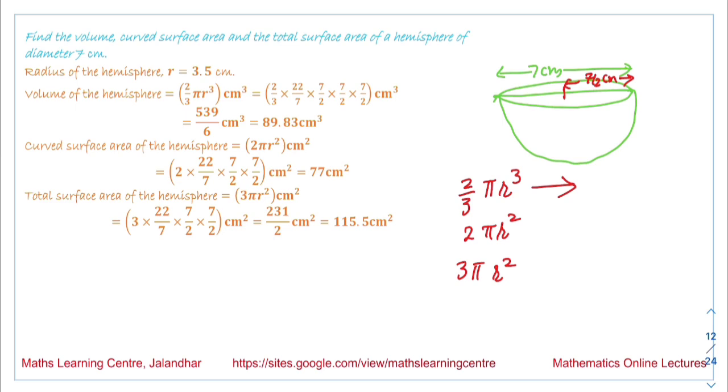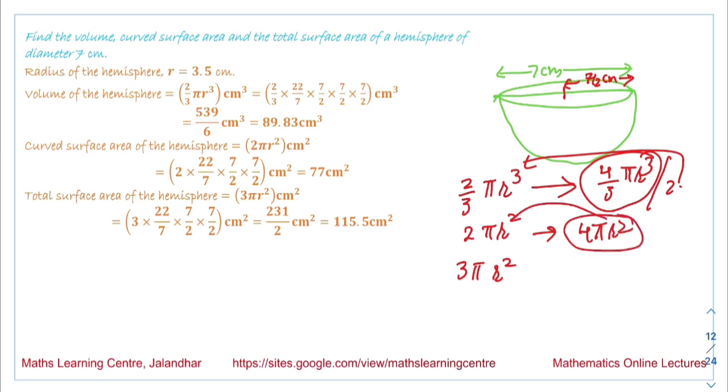This is because the volume of the whole sphere is 4 by 3 pi r cube, so half of this value will be this. Then the total surface area of the sphere is 4 pi r square, and half of its value is this. If we add to it the area of a circle, we will get 3 pi r square. That is the total surface area of the hemisphere.